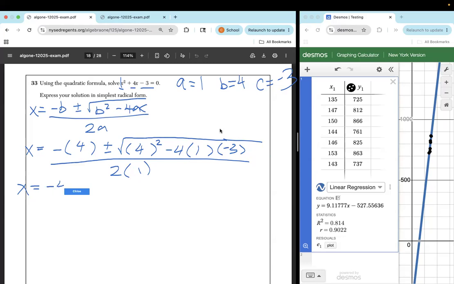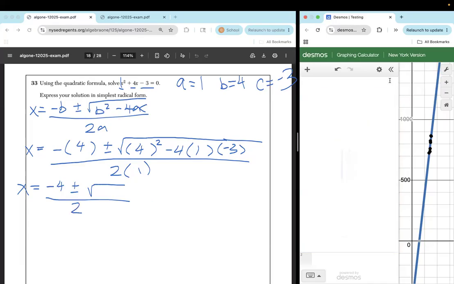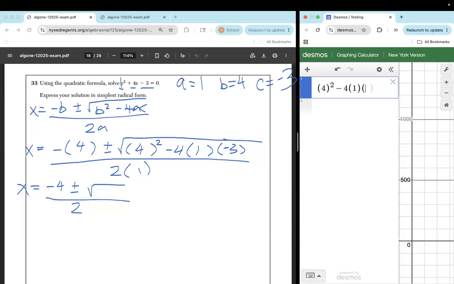-4 is just -4, plus or minus something, all over 2 times 1, which is just 2. Now I'll simplify what was in the square root. Make sure to type it in exactly as it's shown. The answer here is 28, or the number under the radical, the square root.